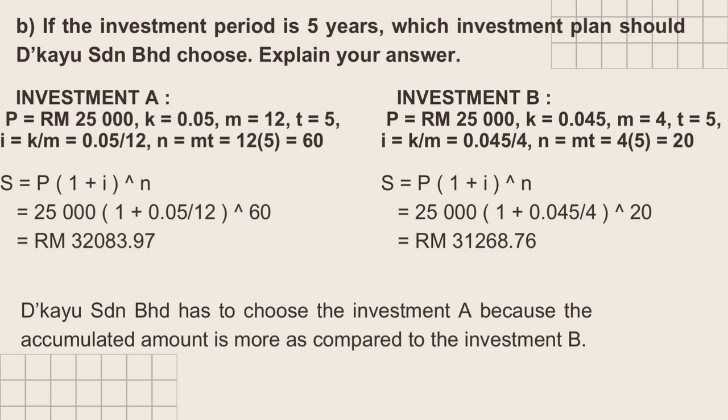Investment B, we have 25,000 as a principal, K is 0.045, M is 4, T is 5, I is 0.045 divided by 4, and N is 20. We will use the same formula, 25,000 times 1 plus 0.045 divided by 4 to the power of 20. We will get RM31,268.76. As we can see, the Kayu Sendirian Berhad has to choose the investment A because the accumulated amount is more as compared to the investment B.